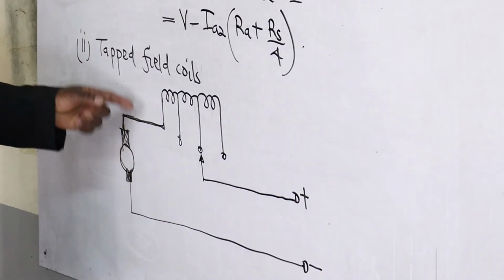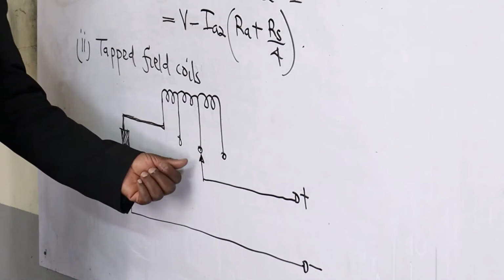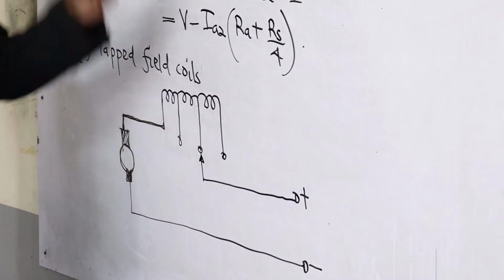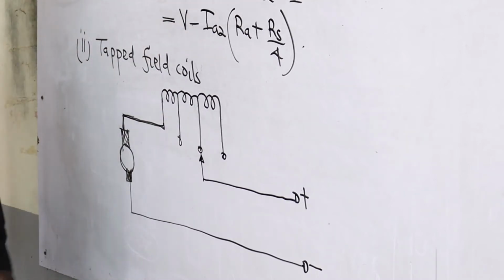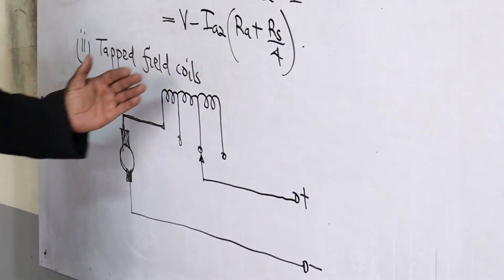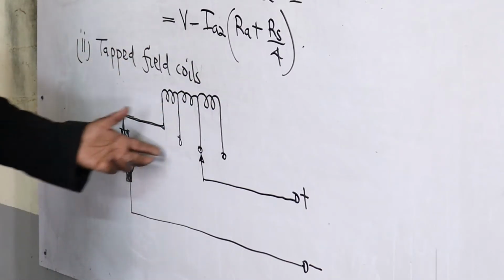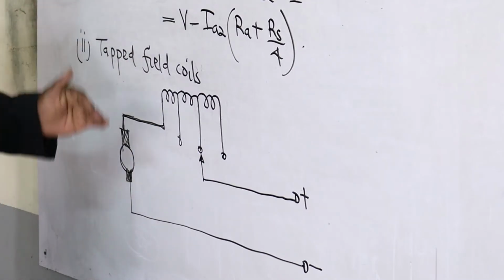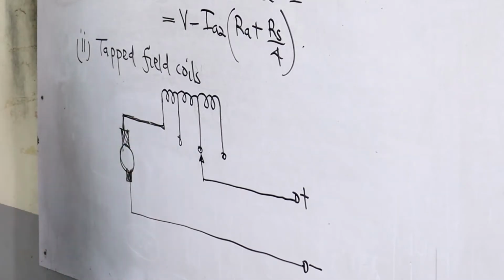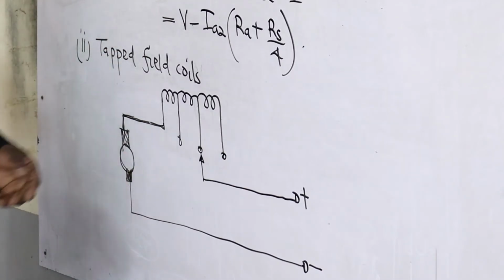Now this is the circuit for tapped field coils. By moving this particular terminal from here to there, we are reducing the number of field coils within the circuit of the DC motor. And when you change the resistance of the series coil that we have, automatically you are also varying the field flux of that circuit. As you vary the field flux, the speed of the DC motor will also change.